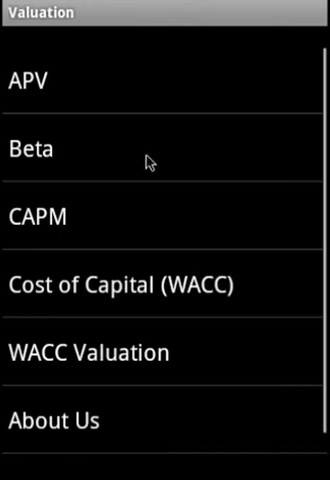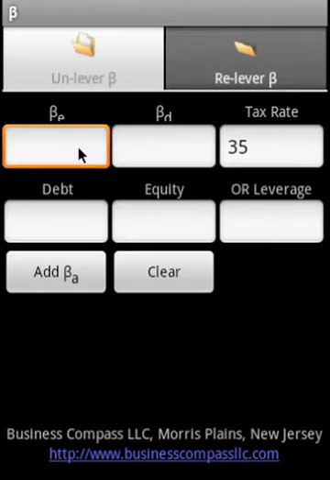So now I will move into beta. In beta, there are two things that happen. One is unlevering beta, second is relevering beta. In unlevering beta, we are going to unlever the equity beta to get the asset beta, and in relevering beta, we are going to apply the unlevered asset beta and the leverage to come up with the levered equity beta.